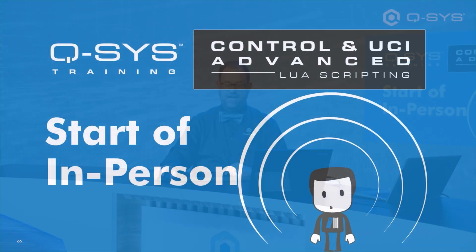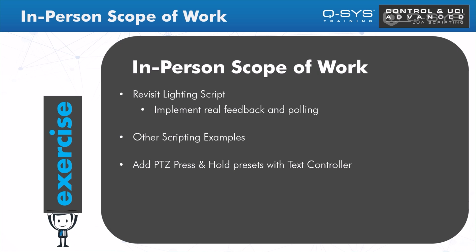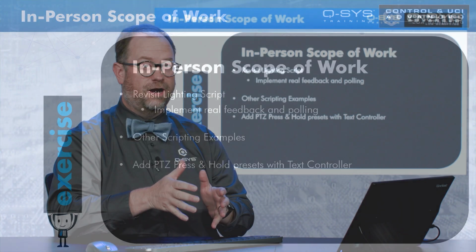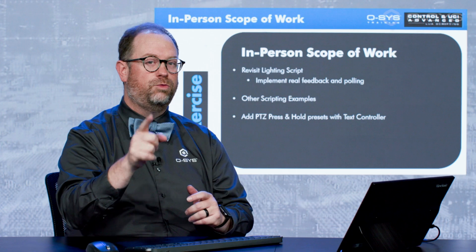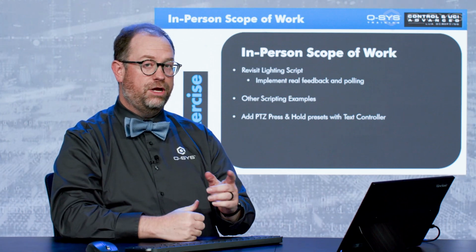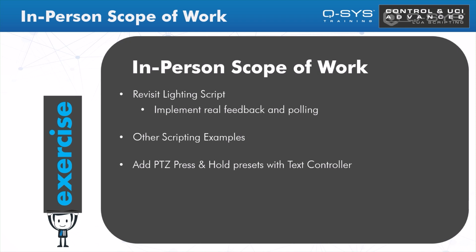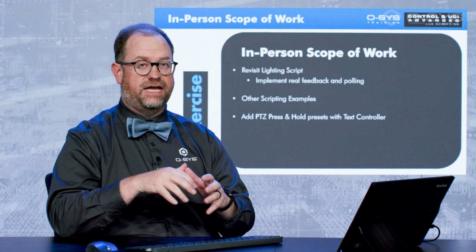What are we looking to accomplish in this particular part of the class? We are looking to revisit the lighting script because you may remember where we started is not where we want to end. We've only so far figured out how to talk to the lights. We need to also hear from the lights so we can provide real feedback. We also are going to talk about a few additional topics that we need to cover. And then lastly, we are going to cover the idea of adding the PTZ presets with the text controller to our design.